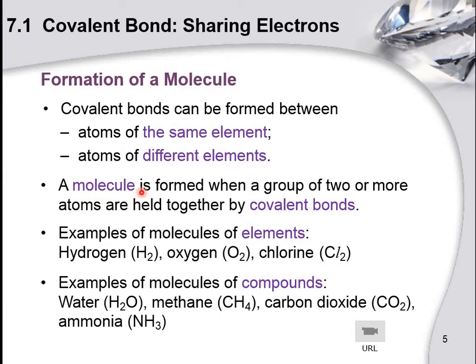So what is a molecule? A molecule is formed when a group of two or more atoms are held together by covalent bonds. This is the definition of a molecule. Let's see examples of molecules of elements, which are atoms of the same element: hydrogen, H2, oxygen, O2, chlorine, Cl2. Examples of molecules of compounds, atoms of different elements: water, H2O, methane, CH4, carbon dioxide, CO2, ammonia, NH3.